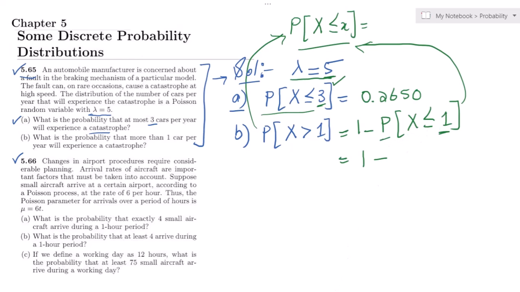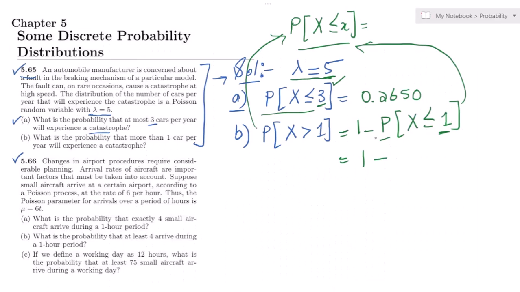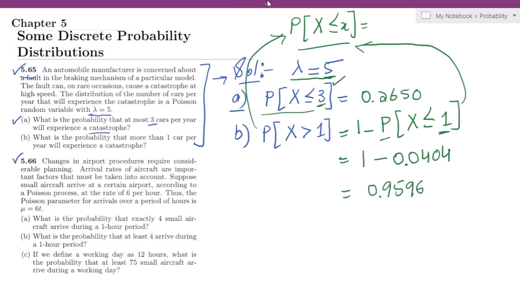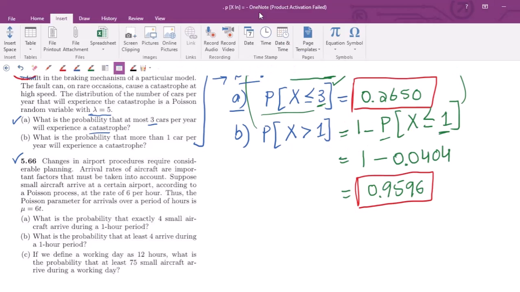Let us move to the probability table, where the value of lambda is still 5 while the value of x is 1. Here it is: 0.0404. Once I subtract it from 1, it would be 0.9596, and that is the solution of part B of my question. This is part A and part B, and all of this is the solution of question 5.65.